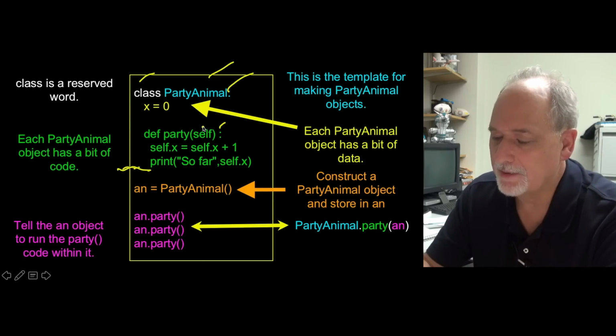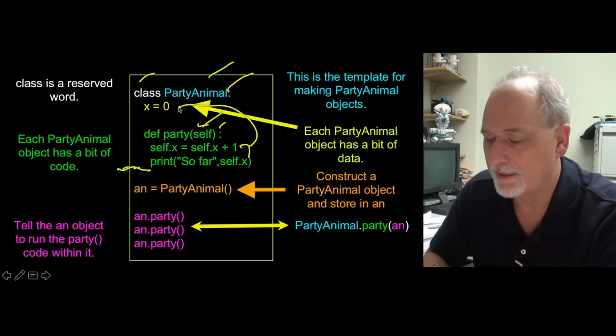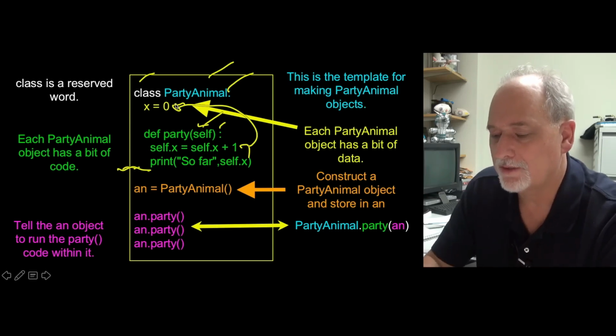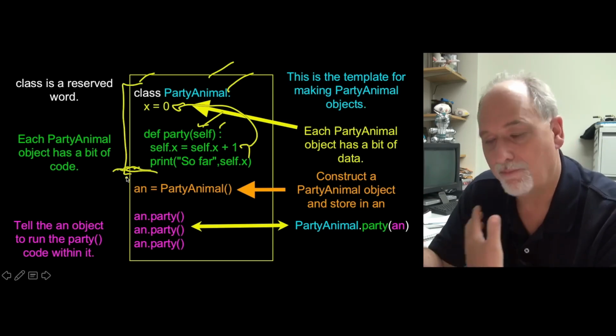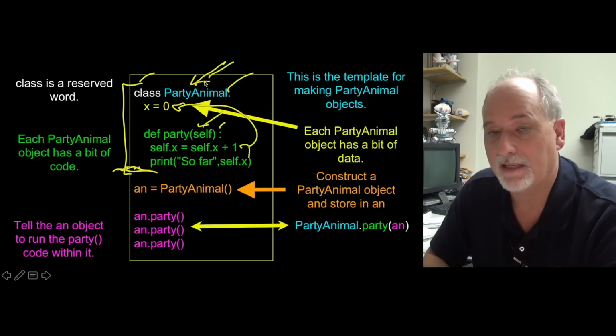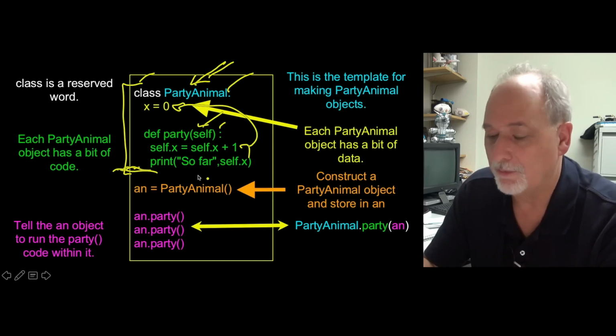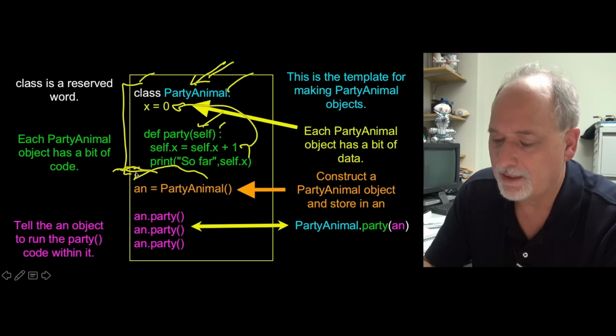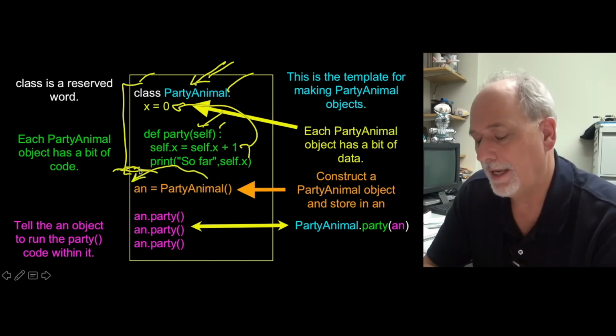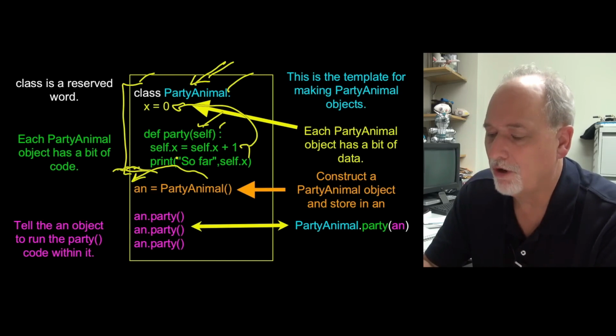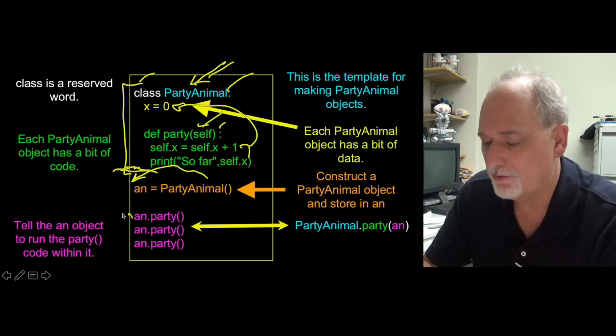And we'll talk in a second about this self thing. It is the way that inside this code we refer back to that variable. So this is not actually executing any code. It's sort of remembering the template, defining the class party animal. This is what we call constructing. We're constructing using the party animal template or class. We are making a party animal, and then once we make that, we stick it in the variable an, and then we're going to call this party method 3 times, 1, 2, 3.